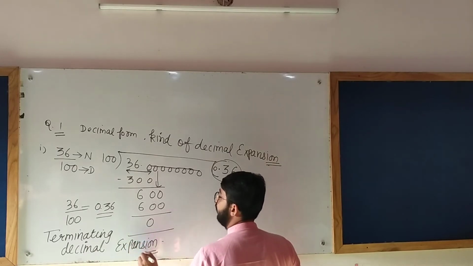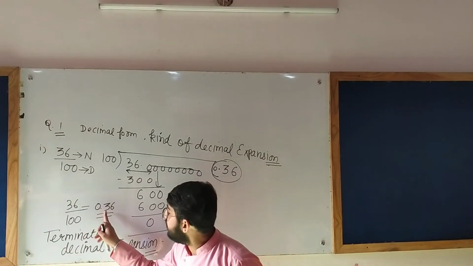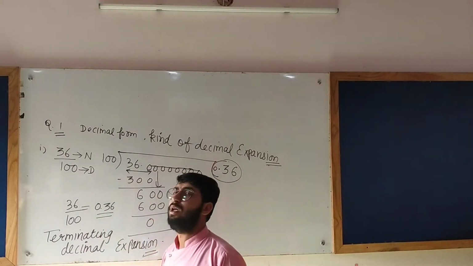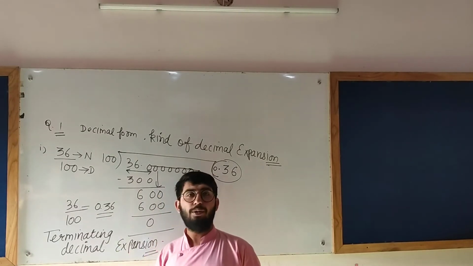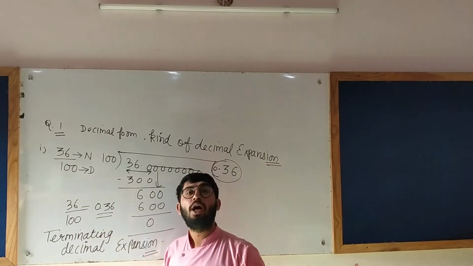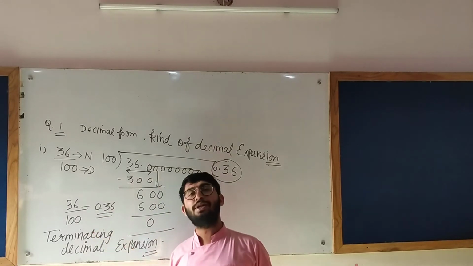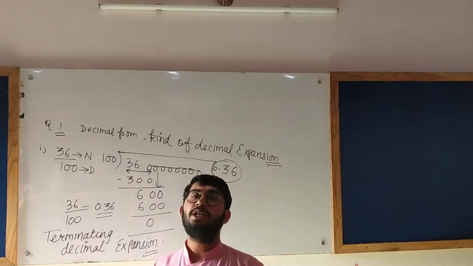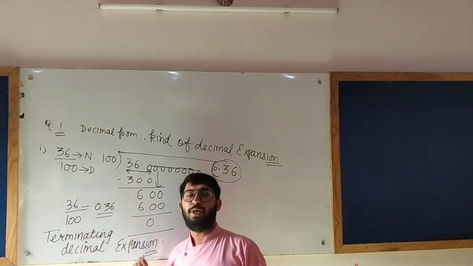Okay. Now let us understand what terminating decimal expansion is. If you have a finite number of digits after the decimal, then you can say that the decimal expansion is terminating. If the digits after the point are countable, if you can count how many digits there are, there are how many digits? 1 and 2, only 2 digits. So we can say that after the decimal there are a finite number of digits. So the decimal expansion is terminating decimal expansion.